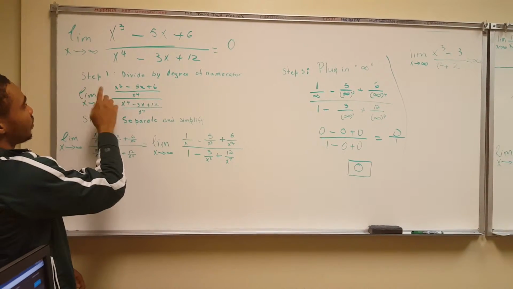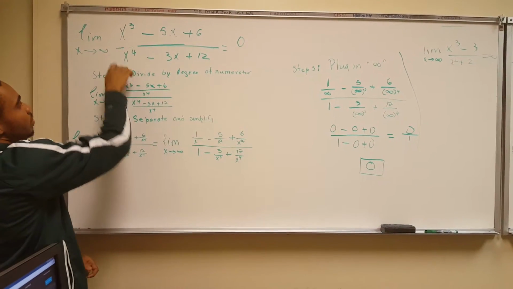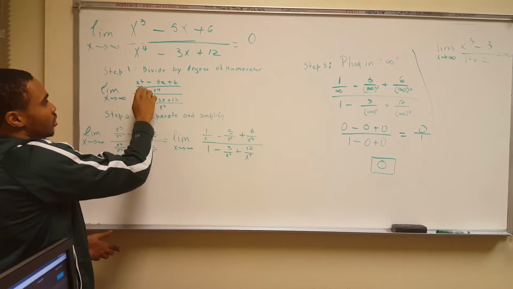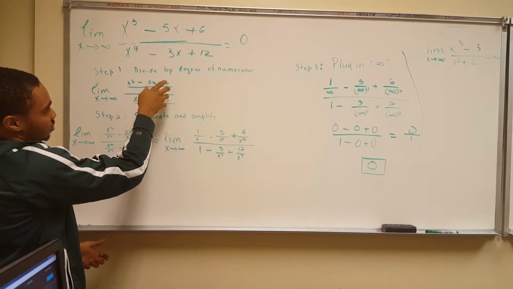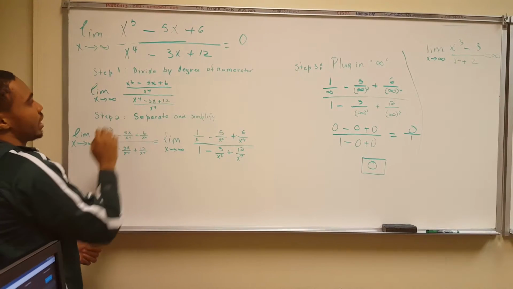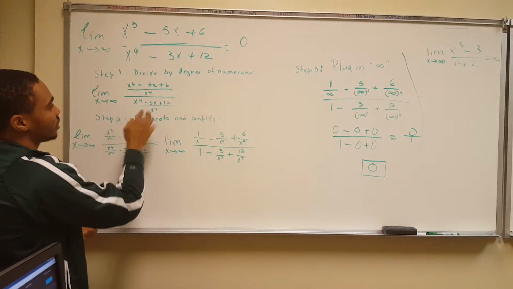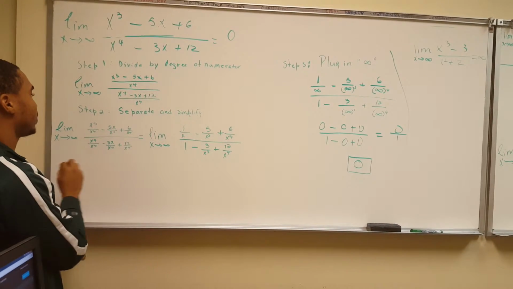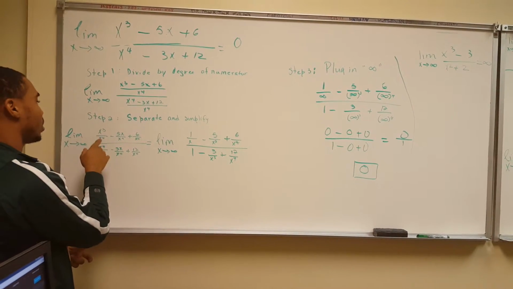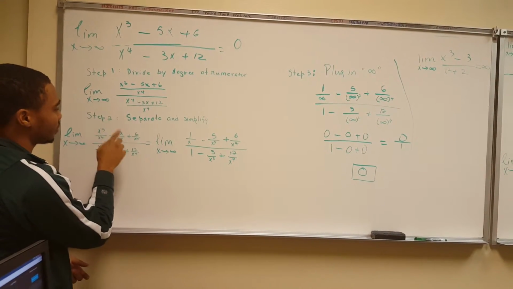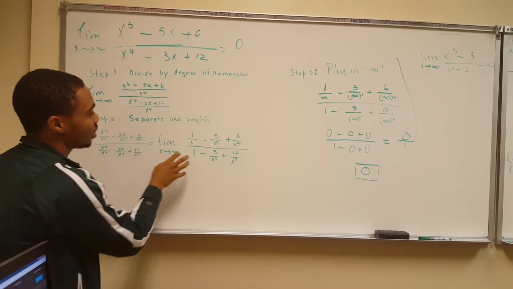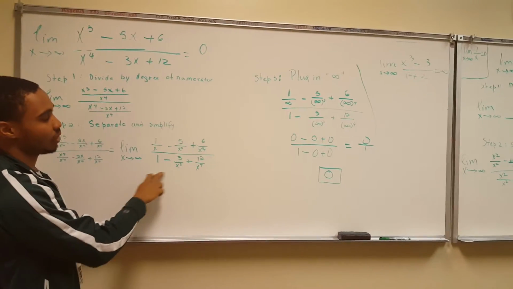Same steps. First, we divide by the degree of the denominator, which is x to the exponent 4. So it'll be x cubed minus 5x plus 6 over x to the 4th. We do the same thing with the denominator. Then we separate and simplify, which is x cubed over x to the 4th minus 5x over x to the 4th plus 6 over x to the 4th, which gives us this part of the equation.